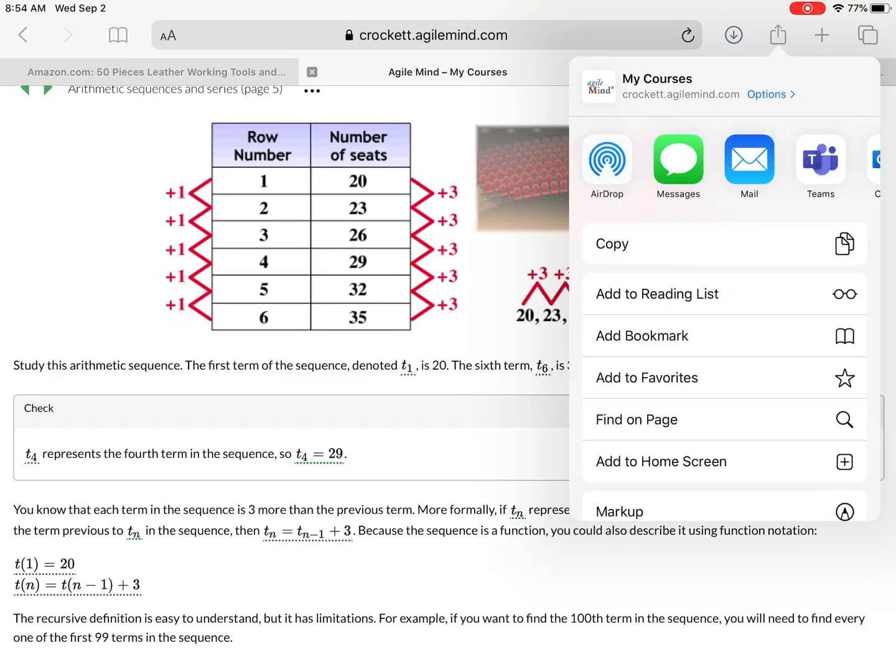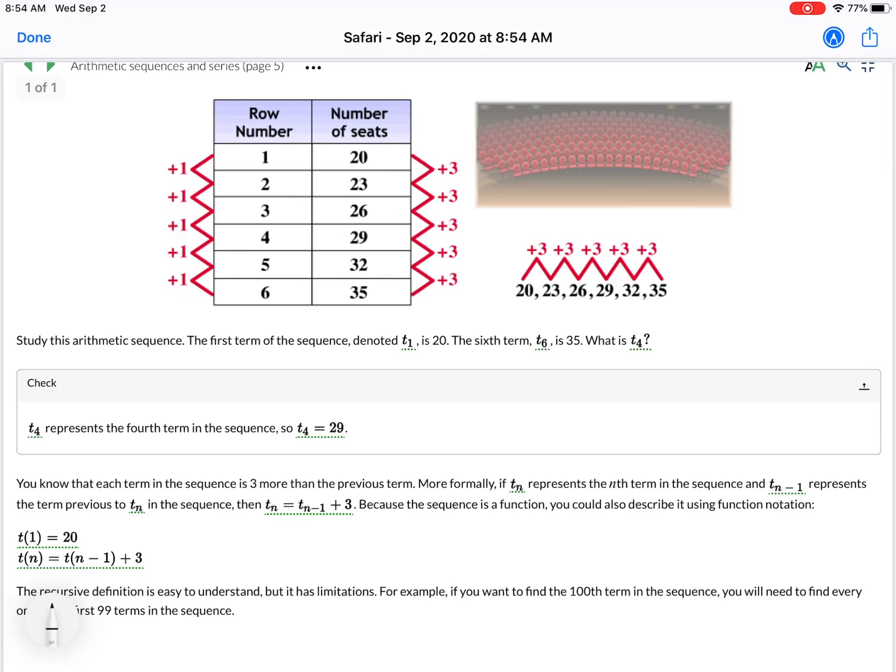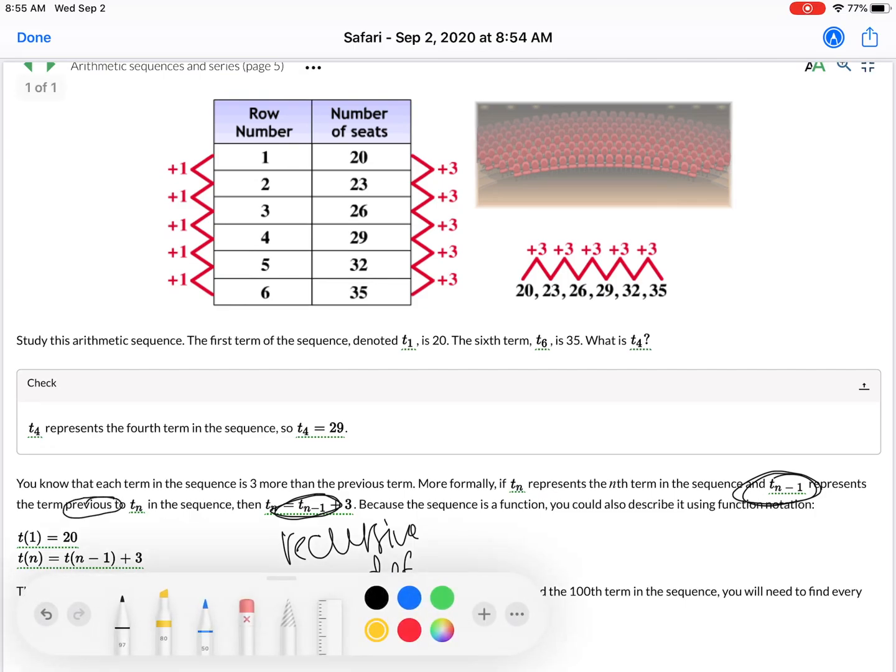Okay, let me get my pen up. All right, right here, you see n minus 1. Here, you see n minus 1, okay? No, it's not directly beside the t, okay? It's below it, but that still means your recursive definition. And if you look, it says the term previous, okay? So that's what that means, previous.